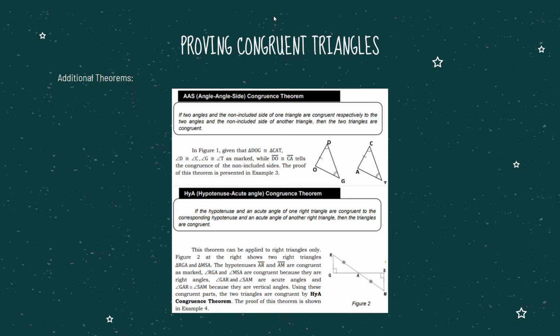Angle GAR and angle SAM are acute angles, and angle GAR is congruent to angle SAM because they are vertical angles. Using these congruent parts, the two triangles are congruent by HYA congruence theorem or hypotenuse acute angle congruence theorem. The proof of this theorem is shown in example.